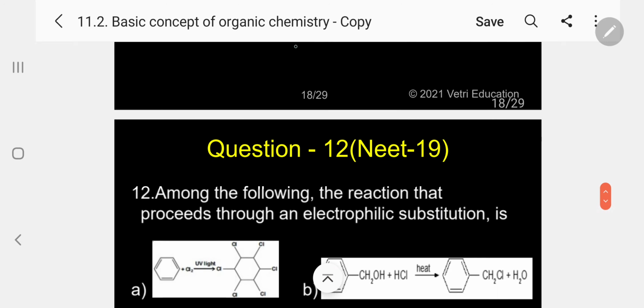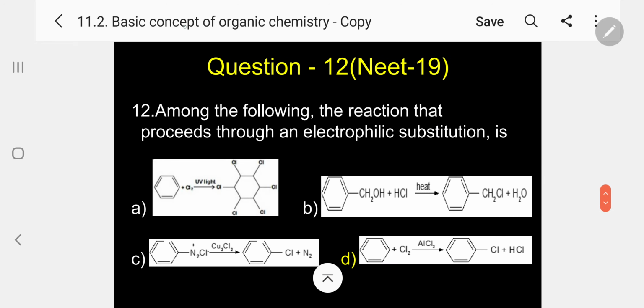Kindly follow now for the correct answer. What is happening? We are taking benzene and using chlorine in the presence of UV light, simply undergoing free radical substitution, because in sunlight free radicals normally form. This is free radical substitution. Just look here, this is benzyl alcohol we are treating with HCl and heating. So OH minus is substituted by Cl minus. This is a nucleophilic substitution.